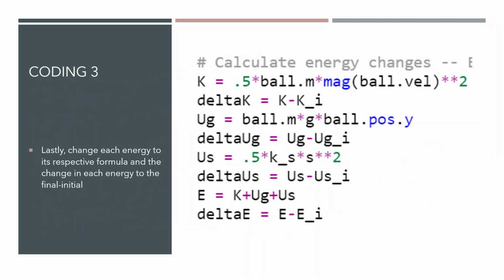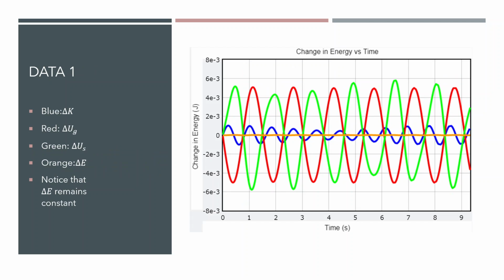Same changes. And then for my third coding slide, I just changed each energy to their respective formula. So, for example, kinetic energy is 1/2 mv squared, as you can see up there. And then I also changed each delta of each energy to be final minus initial. And then the total energy is just all three of those energies summed.